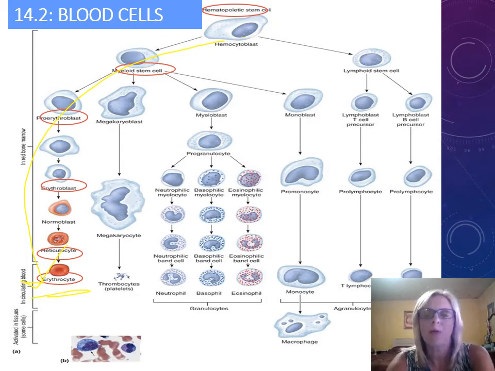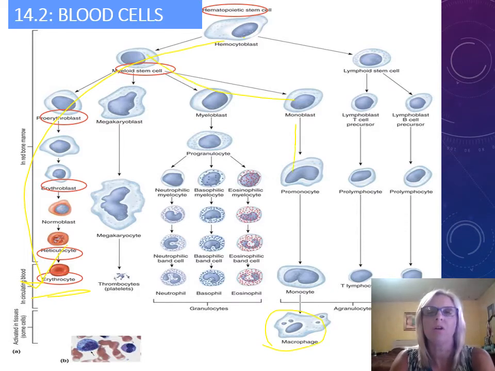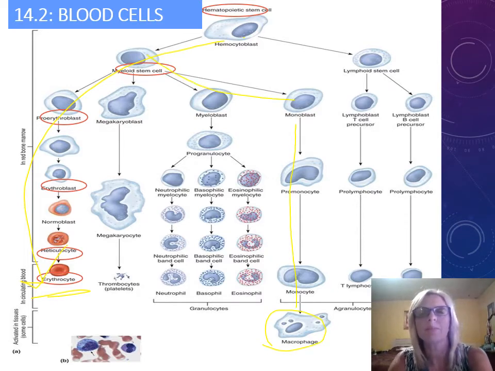So what about a macrophage? Well, we could find a macrophage down here and follow this path here. Hematopoietic stem cell, monoblast, monocyte, which can become a macrophage. And so you can see how all of these differentiate into the different cells that we have in our blood.